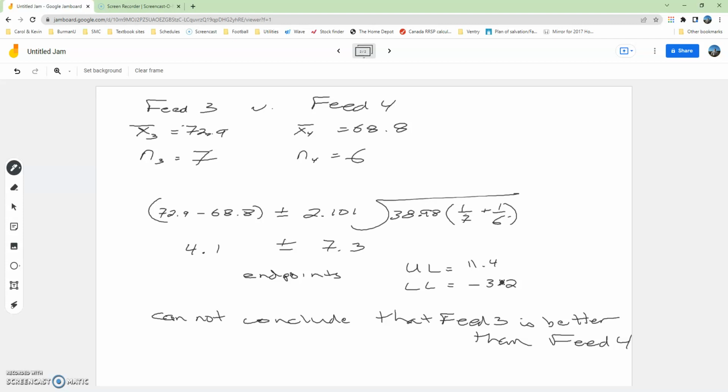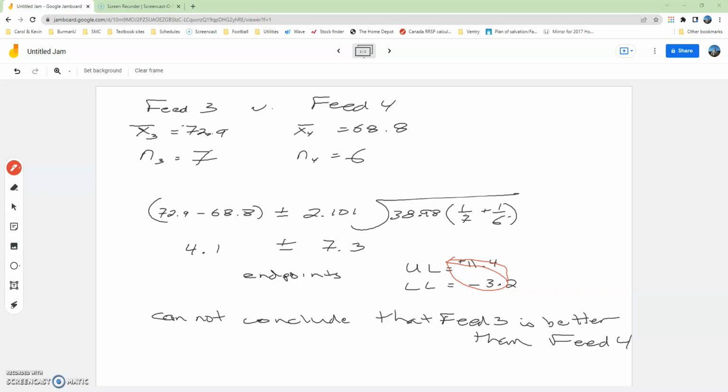Basically we're left with the conclusion that there is potential that feed 3 could be better than feed 4 by as much as 11.4, but there's also potential that feed 4 could be better than feed 3 up to that 3.2 range. That's how we could interpret that. So because of these signs here, this is positive and this is negative, because the signs are opposite, we can't make the conclusion that one is better than the other. So statistically, they would be viewed as being no different.